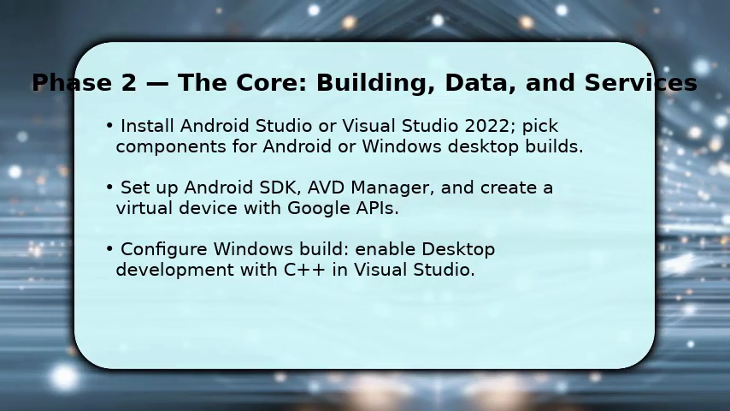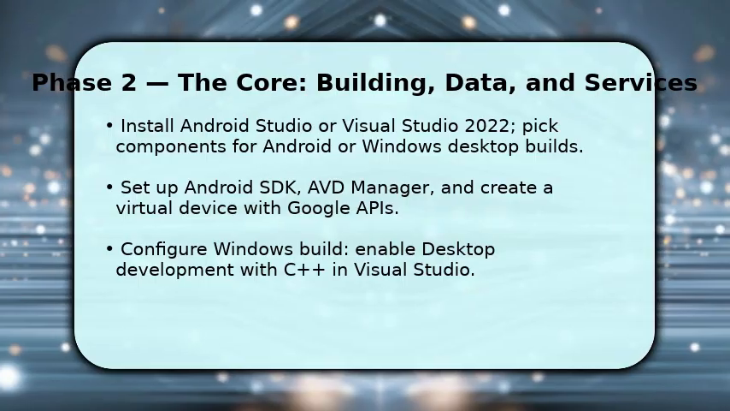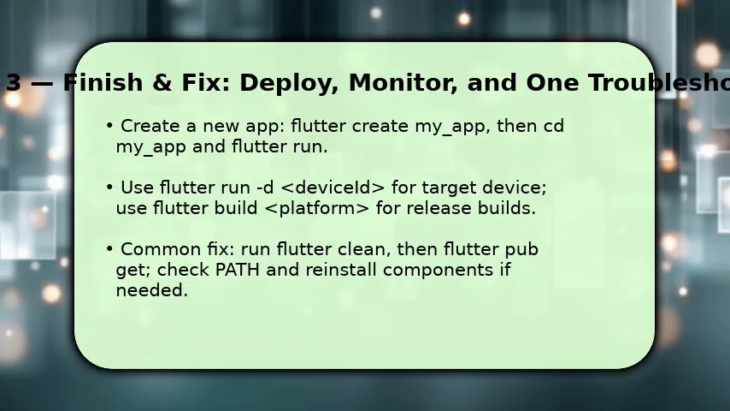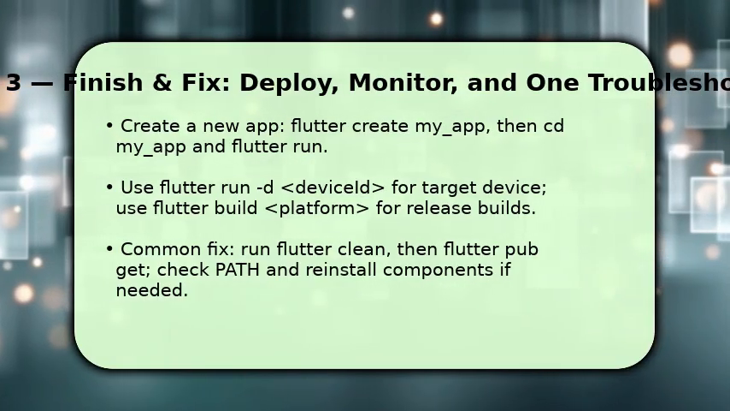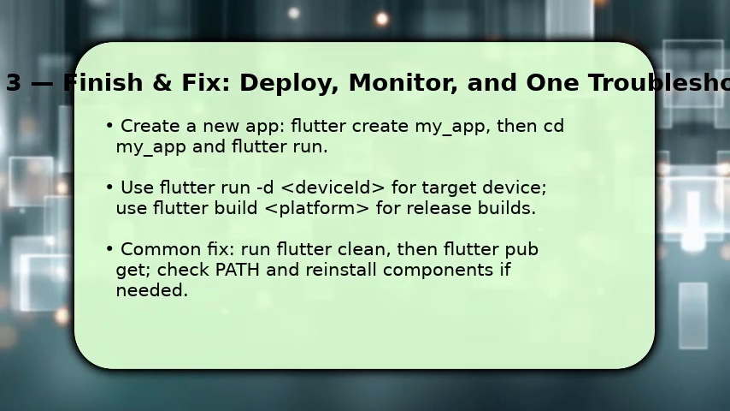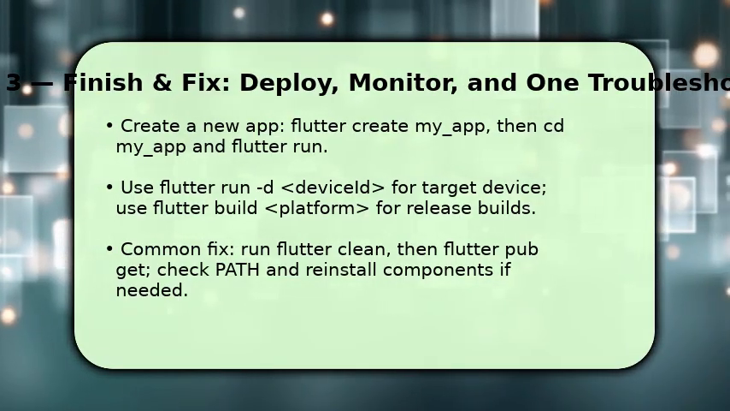You finish by creating and running your app. Run flutter create my_app, change into the folder, and execute flutter run to launch on the default device. To target one device, use flutter run -d device_id, and for production, create a release with flutter build apk or flutter build windows. Make sure to test on both emulator and a real device.